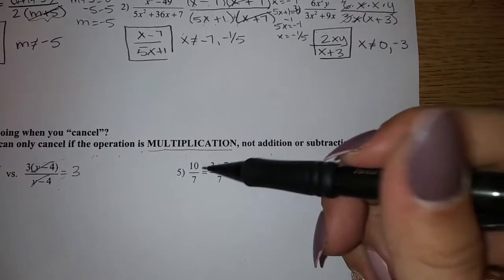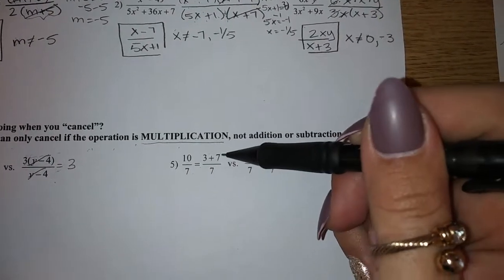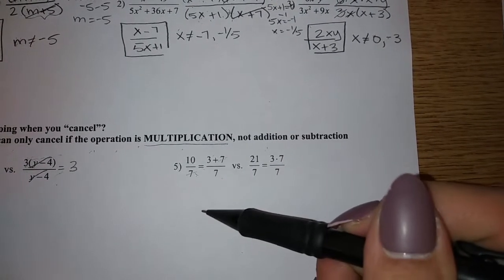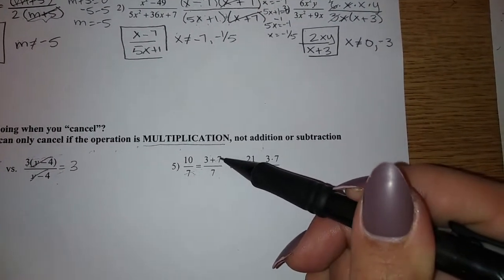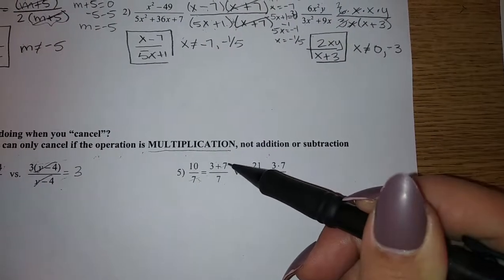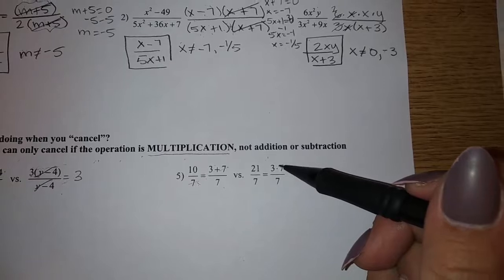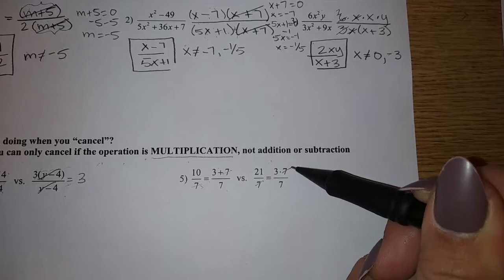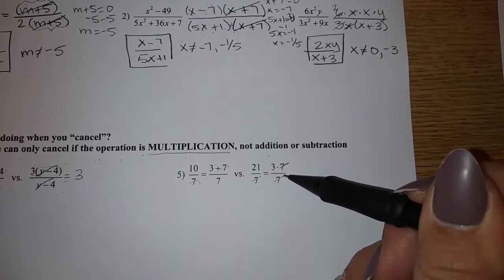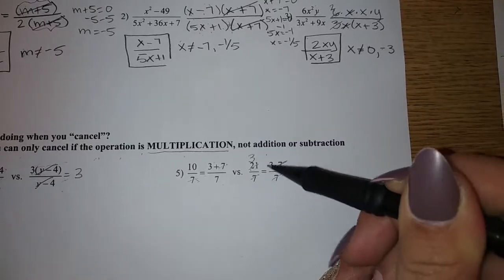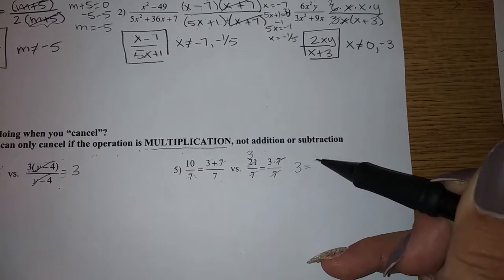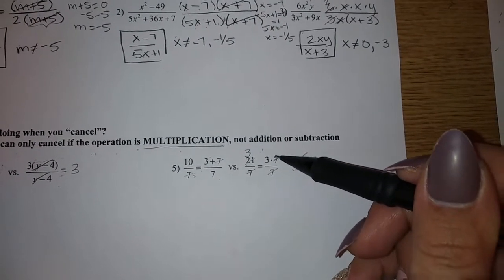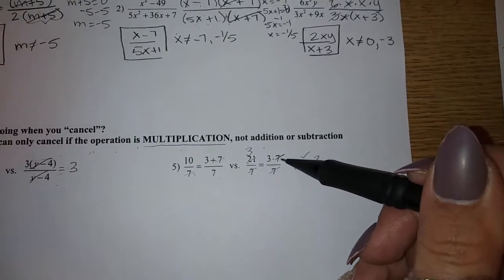Here again, 10 over 7 equals 3 plus 7 over 7. A lot of you guys will want to cross out this 7 and that 7 up there for cross canceling. You cannot do that because it is 3 plus 7. In our verses, we have 3 times 7, and that you can cancel out. We'll cross out these 7s and cross out this 7 and 21. And we see that that is true because 3 does equal 3. But we could only cancel these out because this top part had 3 times 7.